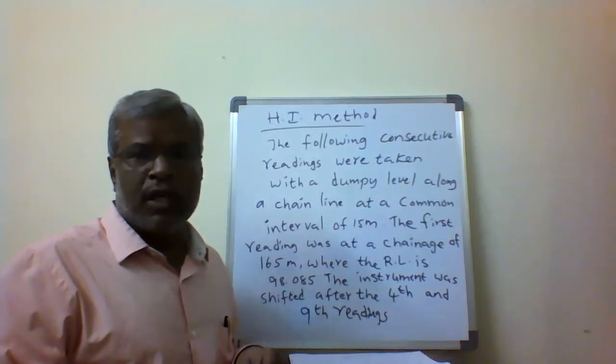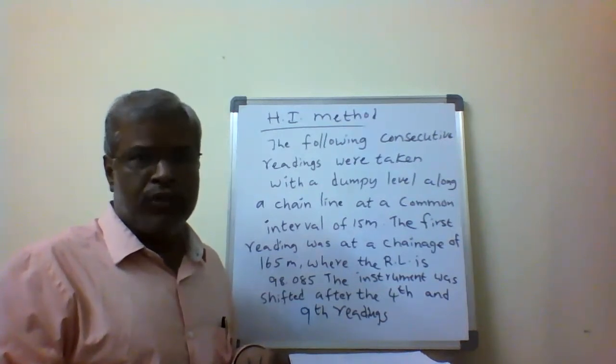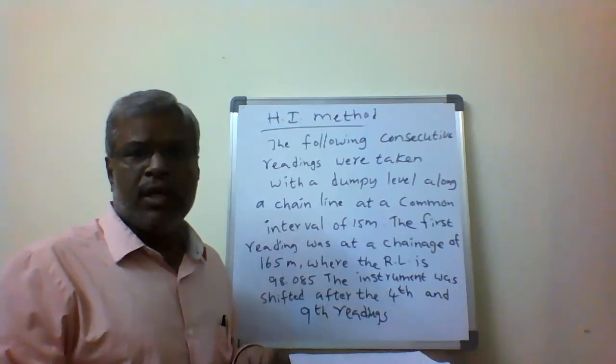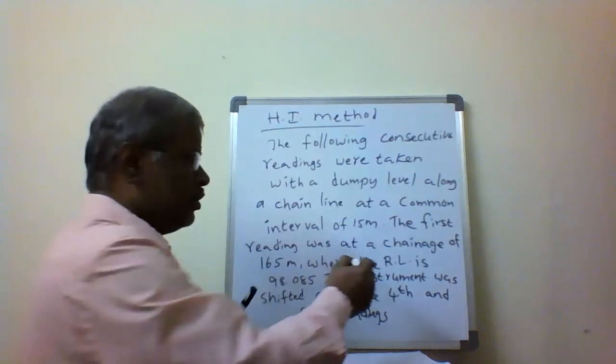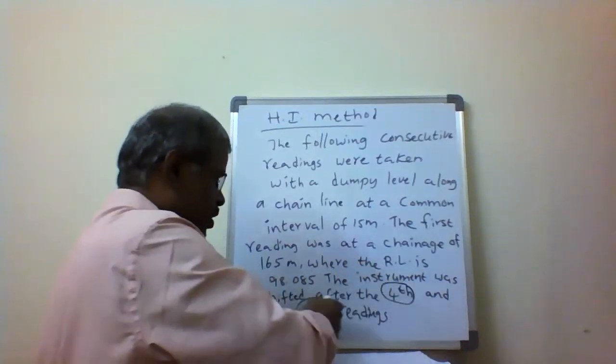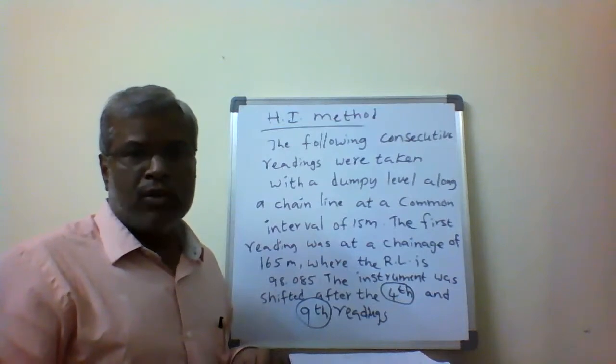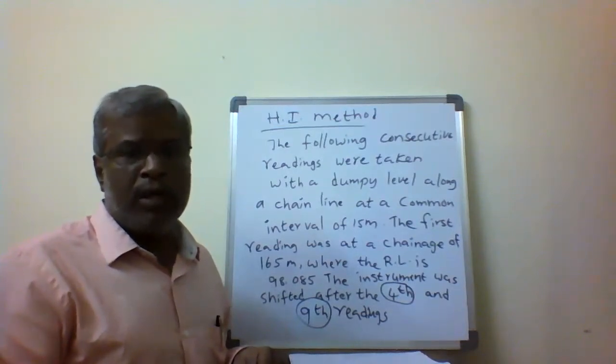The first reading was taken at a chain of 165 meters. Starting from 165 meters, every 50 meters, one staff reading is going to be taken, where the reduced level is 98.085 meters. The instrument was shifted after 4th and 9th reading. This is the most important while you are entering the staff readings onto the level field book, and then finding out the height of the instrument as well as the elevations.